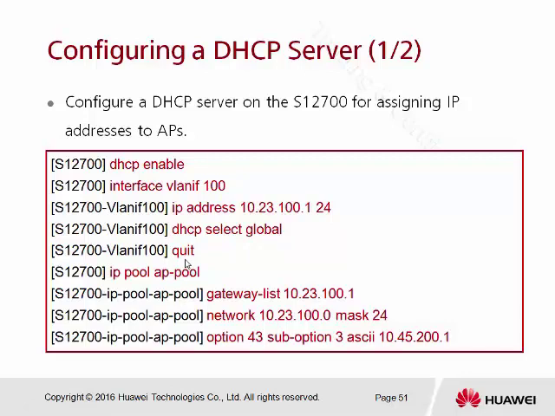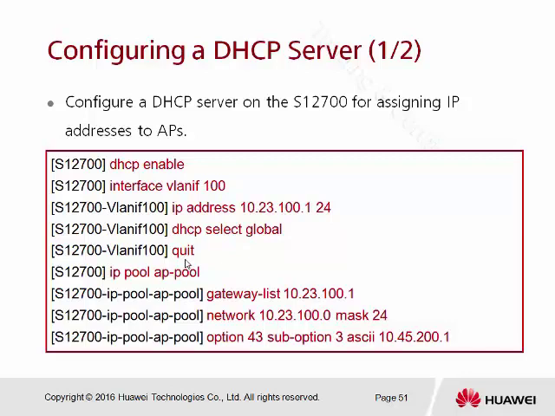So followed by IP pool. Right here, I want to create the IP pool because in the previous one, I haven't created any IP pool yet. So from here, I return to the system view and use the command ip pool AP-pool. This is just a name.